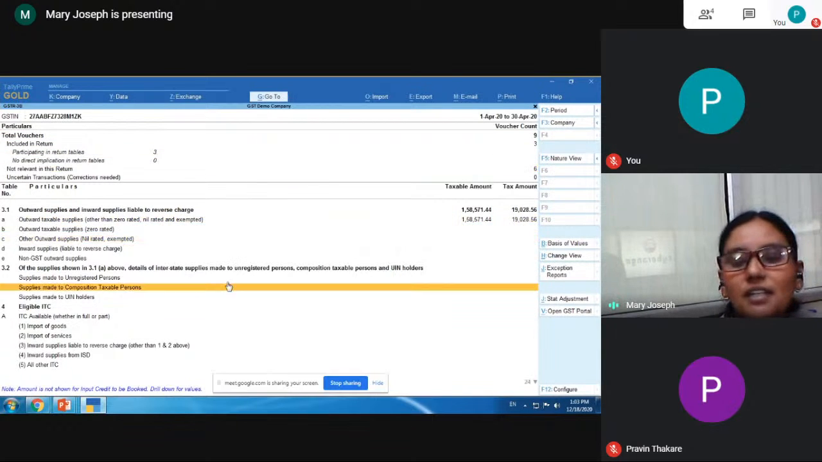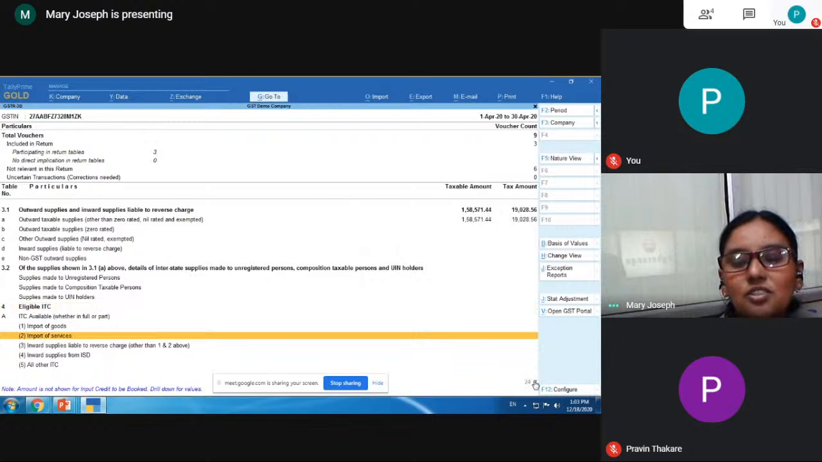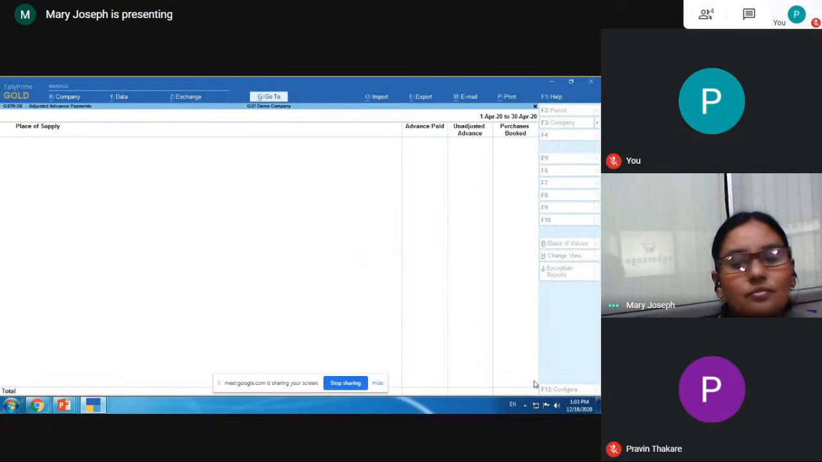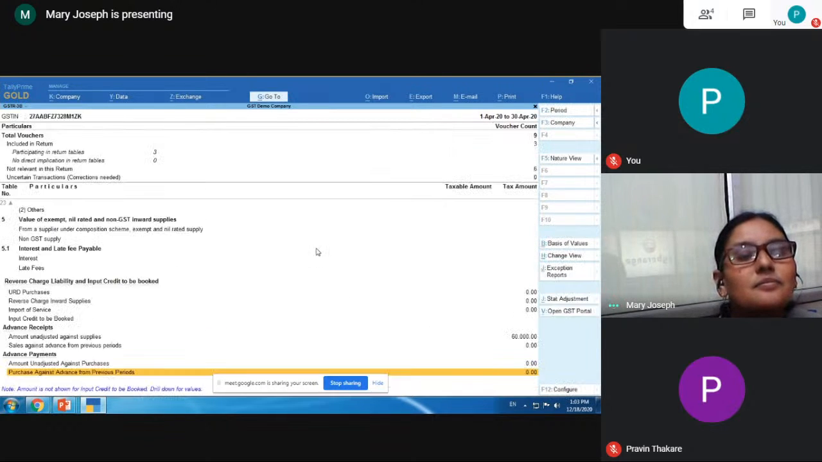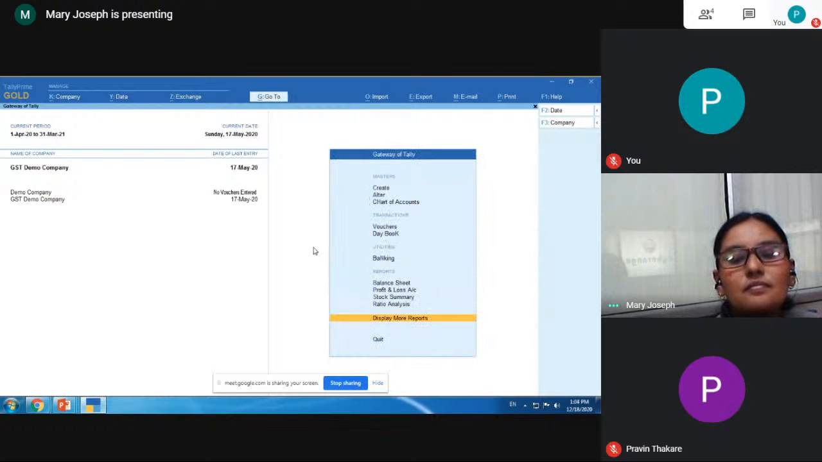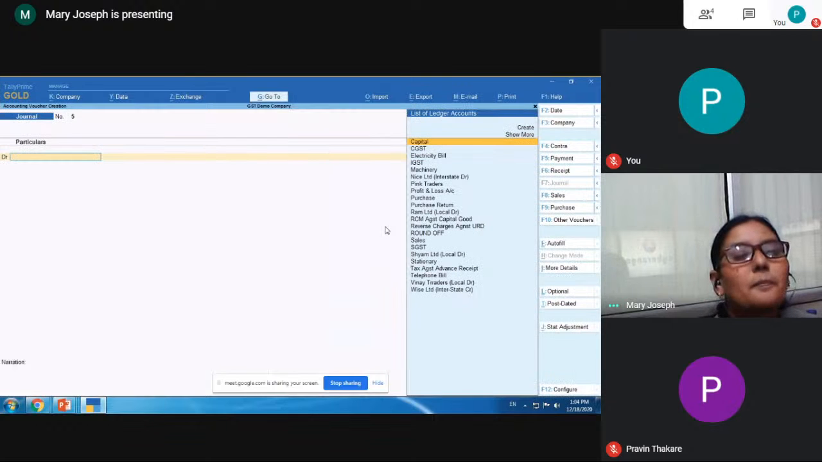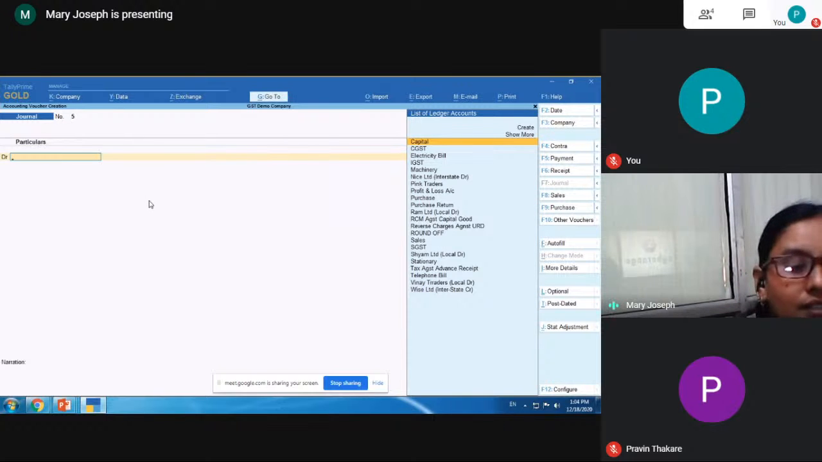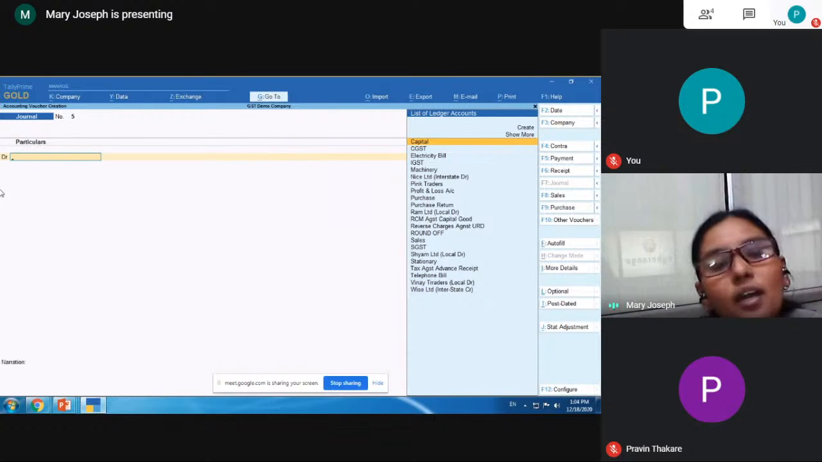You can check the same in the GST portal also. These are all the transactions from where you can post all the transactions. Now I am not explaining how to do the transactions.